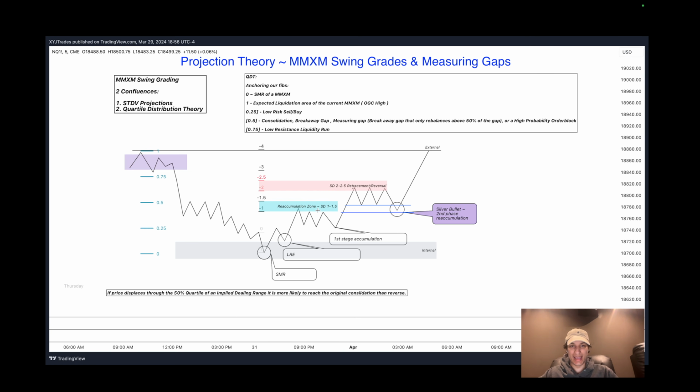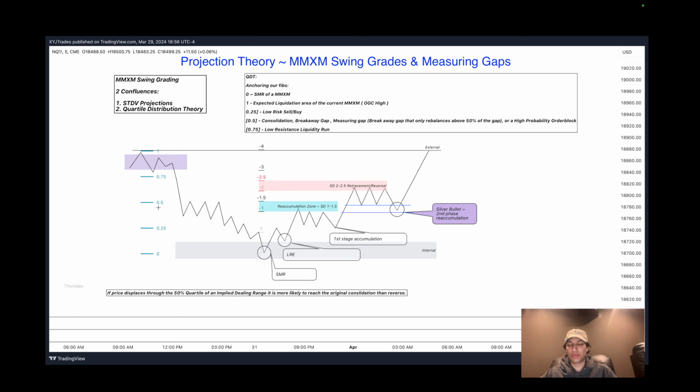So what we could think about a breakaway gap to be is an imbalance, like a BISI, that is only tagged above the 50% or equilibrium consequent encroachment of that gap. If it goes down lower, then we wouldn't call it a breakaway or a measuring gap. In fact, I would actually call a measuring gap a gap that's rebalanced shallowly, and a breakaway gap a gap that isn't engaged whatsoever, meaning that the gap itself is never touched. So both of these concepts can be applied inside of this 0.25 to 0.5 area. With respect to a high probability order block, on my Twitter, you have seen examples of what I label to be high probability order blocks. So go into there after and find that concept if it's not clear already.